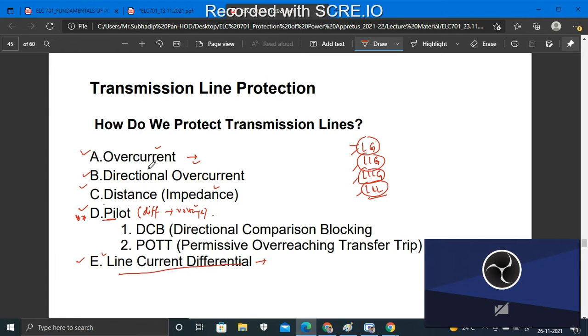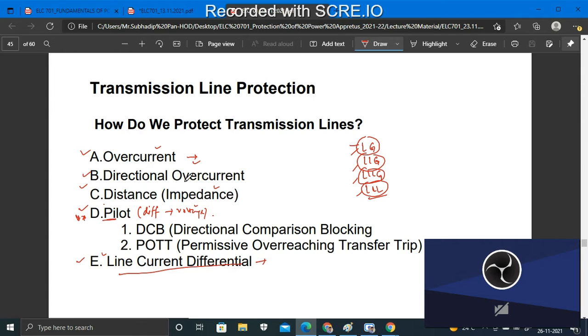Another protection scheme that is developed is pilot protection, that is option D. The pilot protection is also termed differential protection, which deals with voltages. Pilot protection is divided into two different segments: one is DCB, the directional comparison blocking protection, and the other is POTT, the permissive overreach transfer trip protection. These are the two protections under pilot protection, which is also known as voltage differential protection, right?